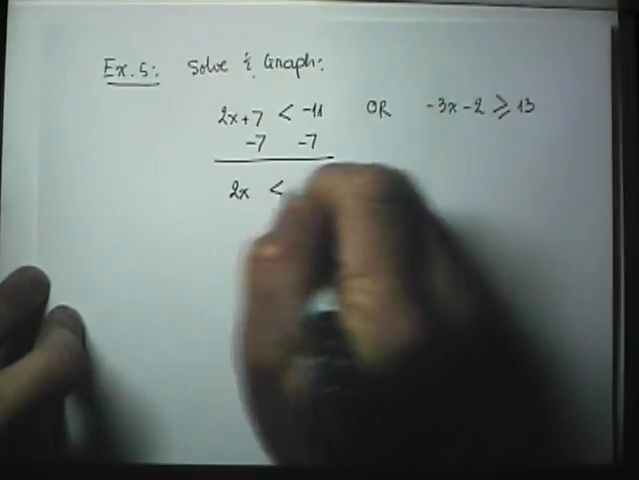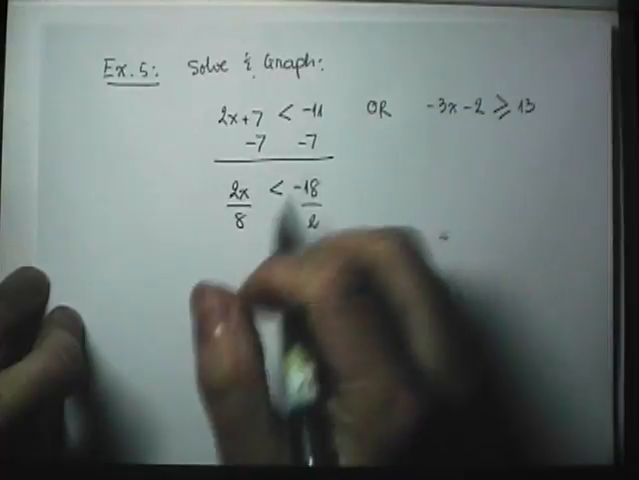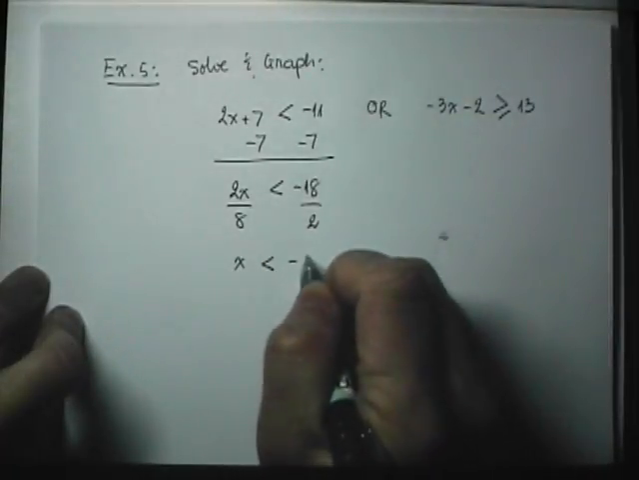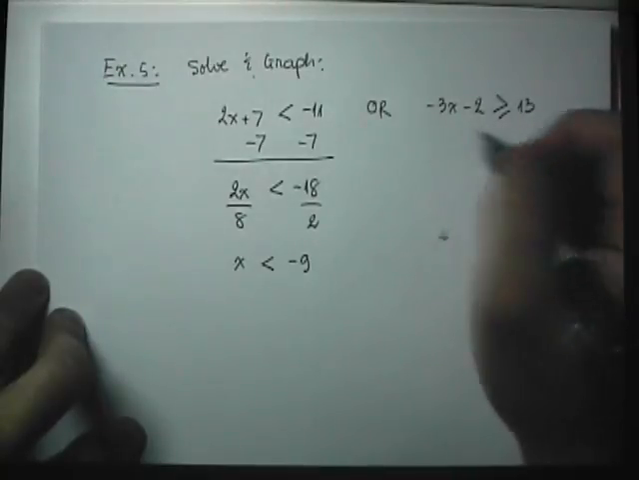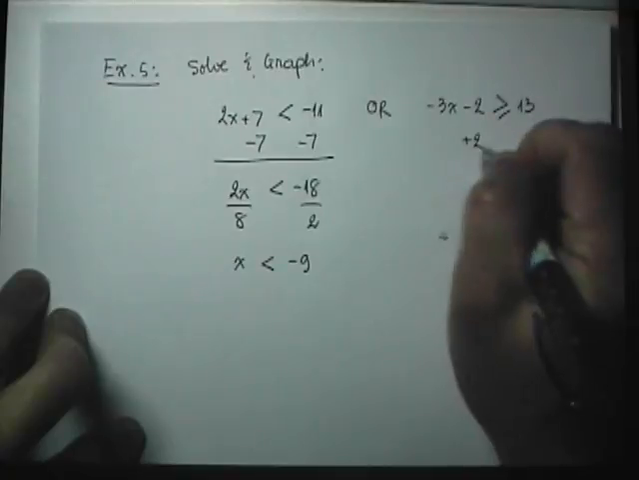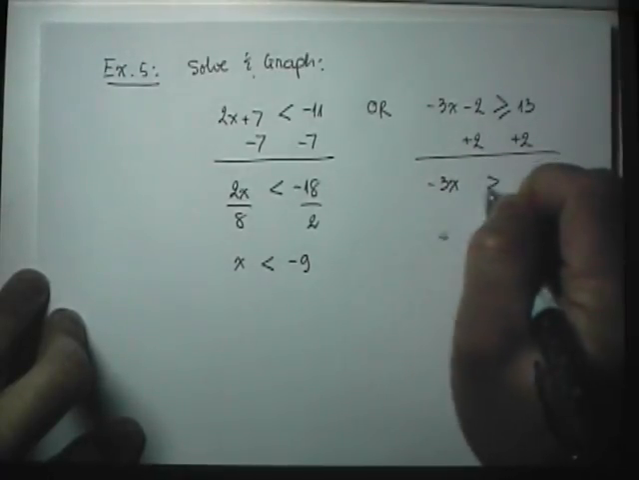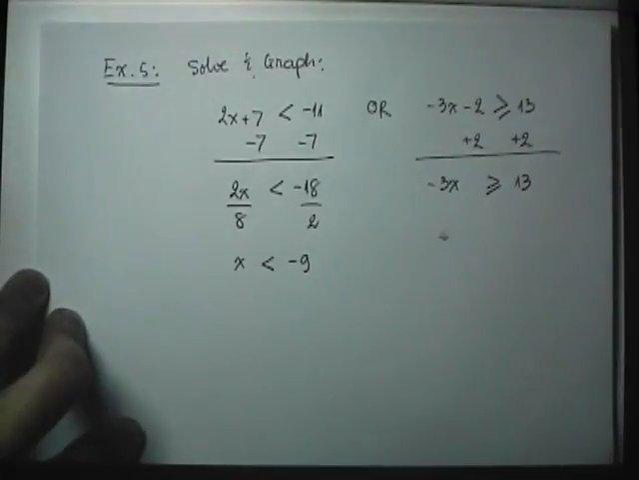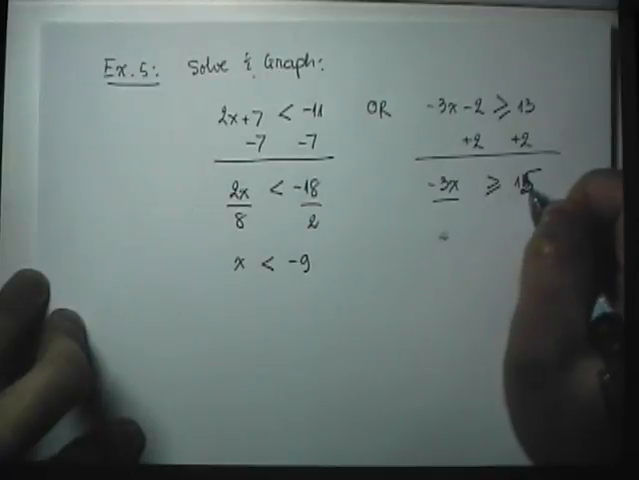I have 2x less than negative 18, dividing both sides by 2. And that gives me x less than negative 9. That's one of my solutions. Now, for the other inequality, I add 2. And that gives me negative 3x greater than or equal to 13. And then dividing both sides, oops, sorry, wrong, positive 15. Sorry, I said negative 13.